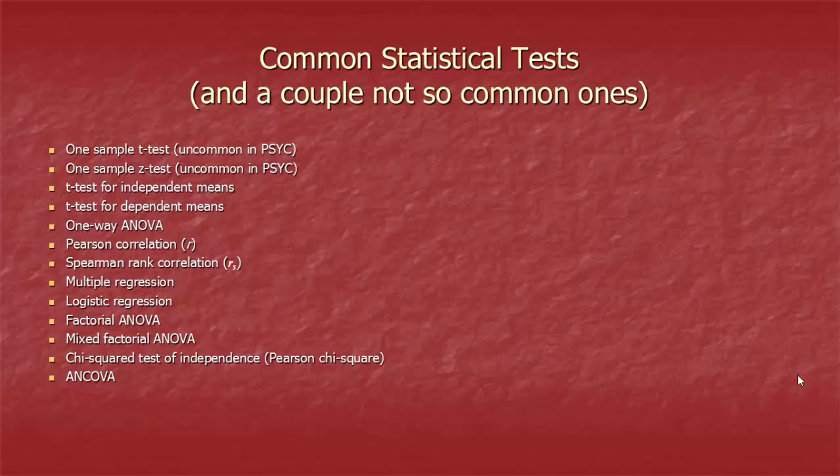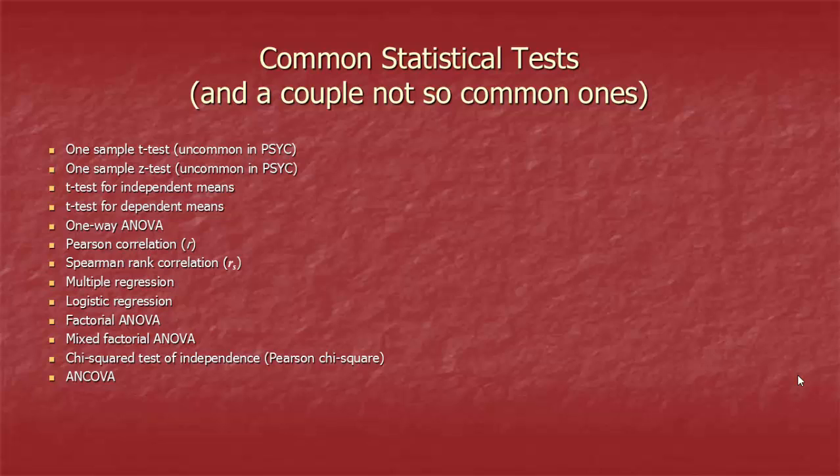Another test is called a one-way ANOVA. This is kind of similar conceptually. It's kind of doing the same sort of thing that a t-test for independent means is doing. Instead of doing a one-way ANOVA, you can technically do a few or more t-tests for independent means. You wouldn't want to do that, though, and there's good statistical reasons for that.